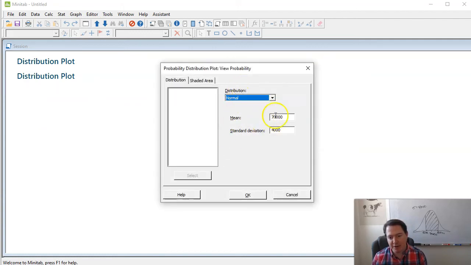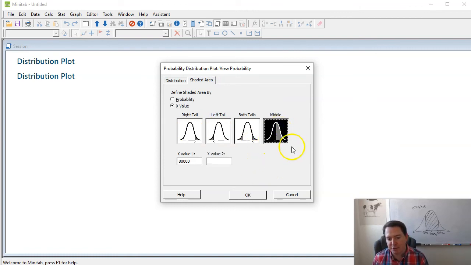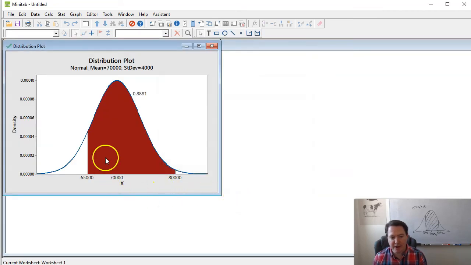And again, I still have a normal distribution with 70,000 for the mean and 4,000 for the standard deviation. The only thing that's changing is what kind of shaded region I'm looking at. Now I'm looking at the middle between two numbers. So the first number is 65,000, and the second is 80,000. So I want the shaded region between these two numbers. So let's construct that. When I do, I see that yes, indeed, this is this red shaded region between 65,000 and 80,000, and I get a probability of 0.8881.